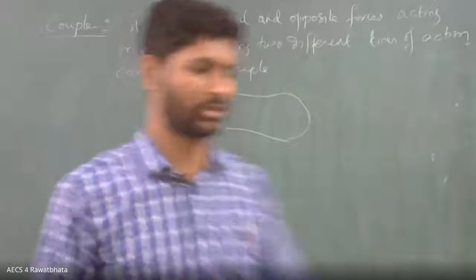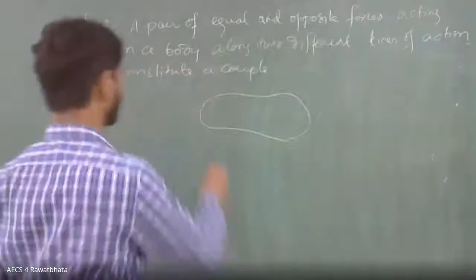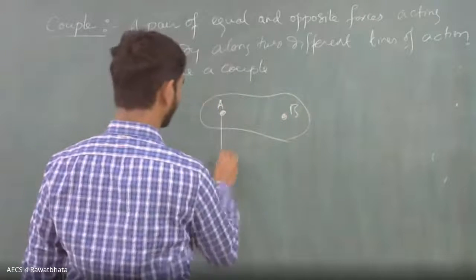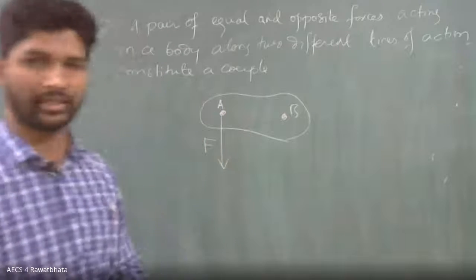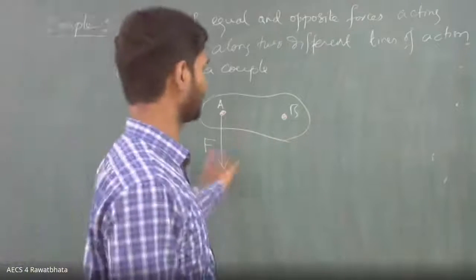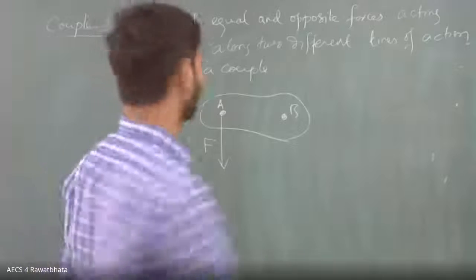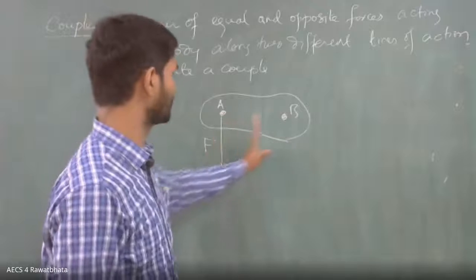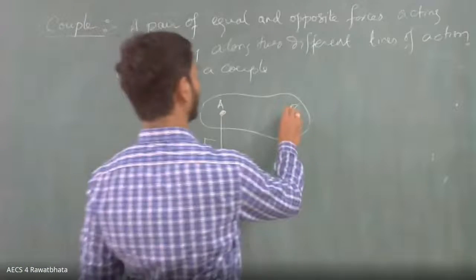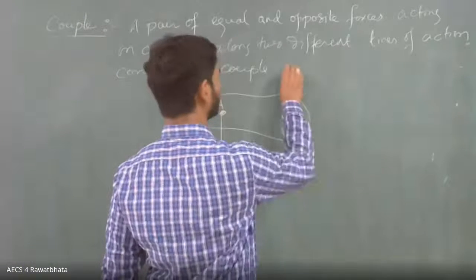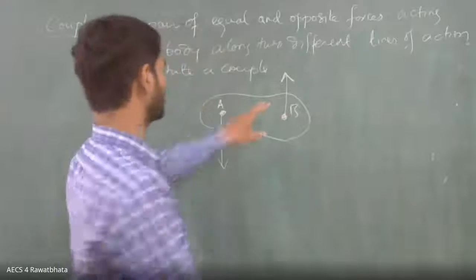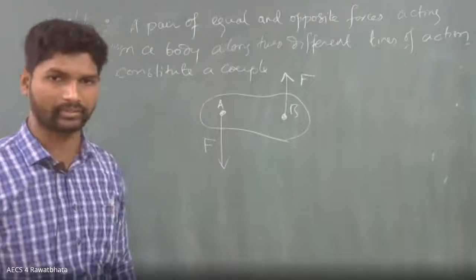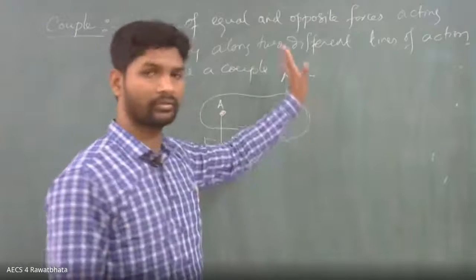Okay, any random shaped body is there, and suppose force F1 is acting at point A here and F2 is acting at point B here. This is force F. F1 is F only, same, because both F1 and F2 are equal but in opposite direction. Okay, so this is the force F acting at the point A. Same amount of force is also acting on the point B, but in opposite direction. Okay, this is one more force, that is F. So F is acting on A in the downward direction. Again, F is acting on the point B in the upward direction.